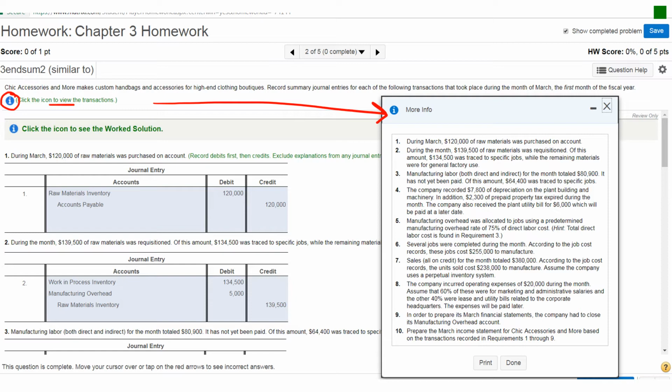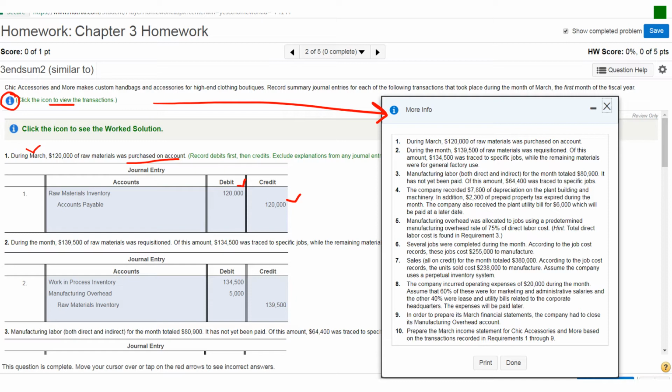So number 1, it says during March, $120,000 of raw materials were purchased on account. That's going to be in accounts payable. Because you're buying inventory, you're going to be debiting raw materials for 120,000 and crediting accounts payable for 120,000. This is basically just like your financial accounting, or the general transactions you would have done in either applied accounting or financial accounting. So that would take care of transaction number 1.